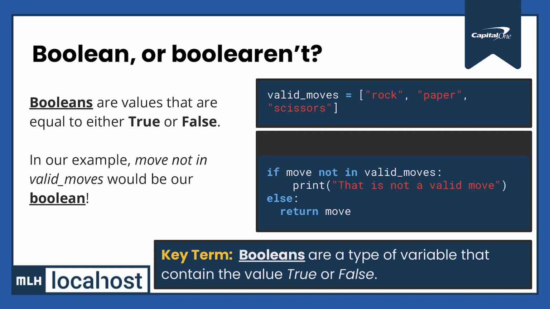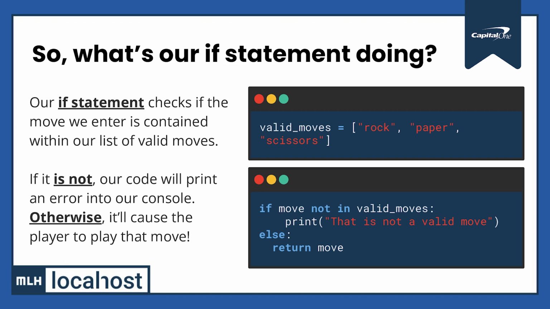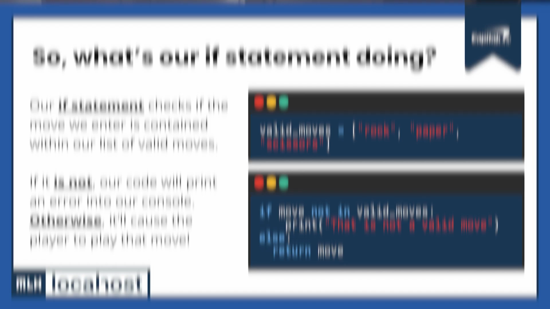So now let's go back to our if statement. Our if statement checks if the move we enter is contained within our list of valid moves. If it's not, then our code will print out an error into our console. It'll tell us an error. Otherwise, it will cause the player to use that move. See, this is all just rules. Our if statements run code if a boolean evaluates to true. That is a rule. Seriously, building a game or any type of program is just like putting multiple rules together.